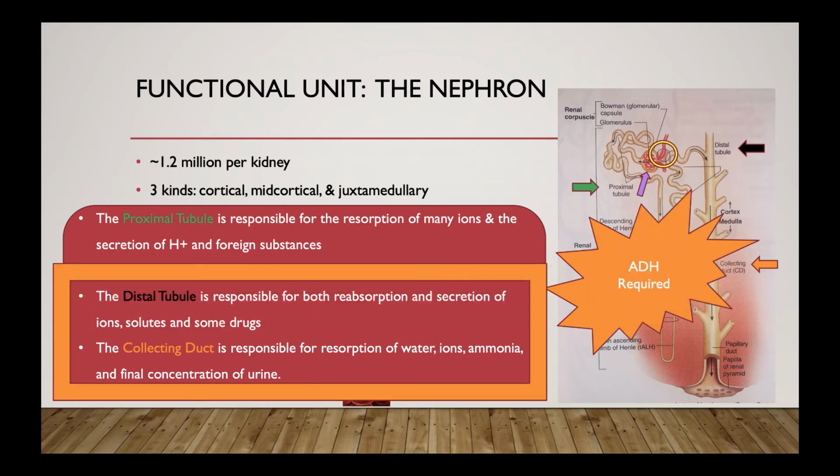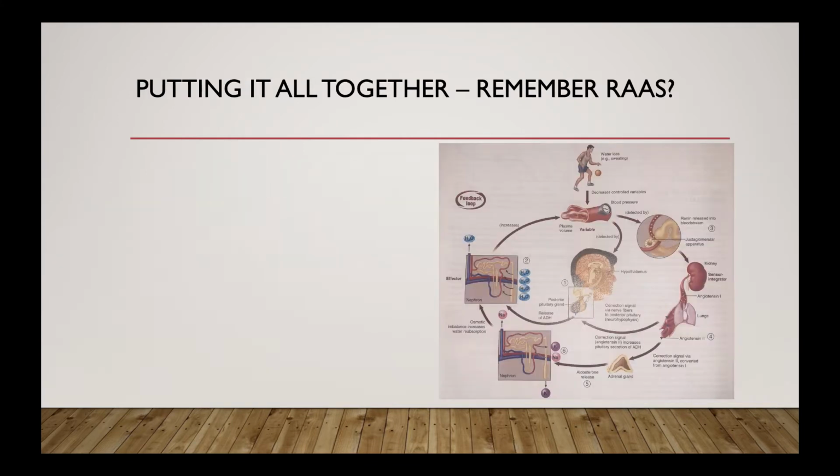Both the distal tubule and the collecting duct require the antidiuretic hormone in order for these processes to go. So these are the only 2 that require the ADH, and that's important to know. So let's put this all together.